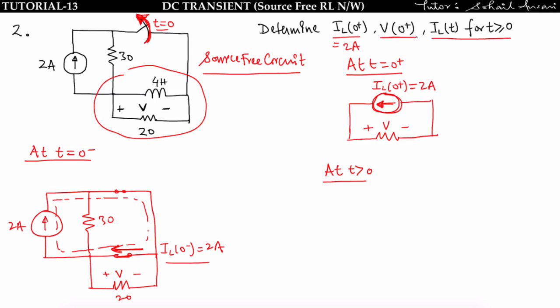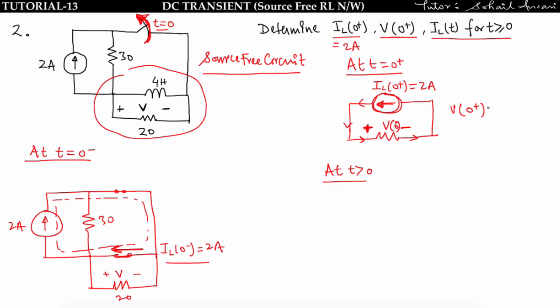Now we have to find the V of 0 plus. So we will go to that circuit which is drawn at t equal to 0 plus. This is the V of 0 plus. See, this current is flowing like this, and in a passive element the voltage drop across it will be such that the current will enter from the positive and leave from the negative. So the polarity of voltage will be the same as the polarity that is given.